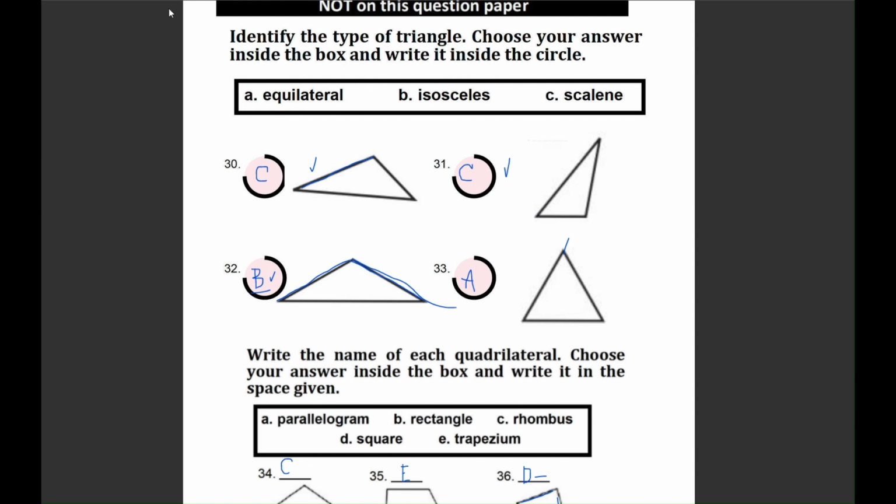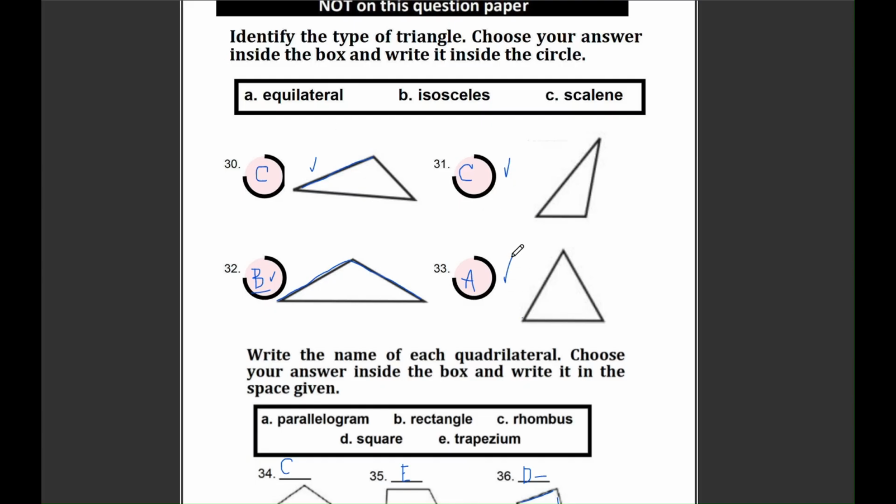Next question. Question 33. Identify the triangle. All equal. Options: A. Equilateral, B. Isosceles, C. Scalene. Why not? Isosceles/scalene don't have 3 equal sides. Answer: A. Equilateral. Reason: 3 equal sides and angles, 60 degrees each.